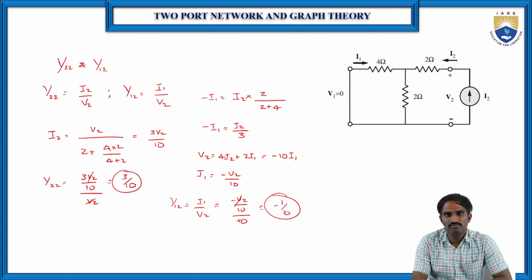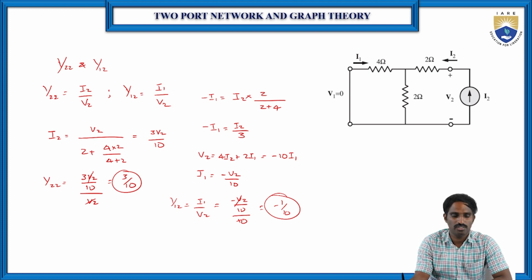That's why we can also call them short circuit parameters, because by making a short circuit at one terminal, we can find the other two parameters. In the next class we will discuss the remaining two-port network parameters.